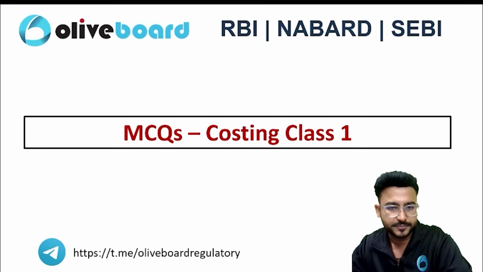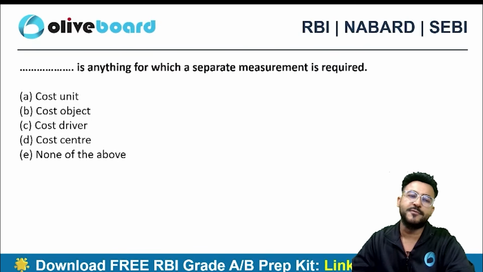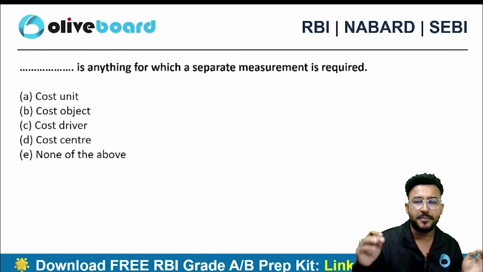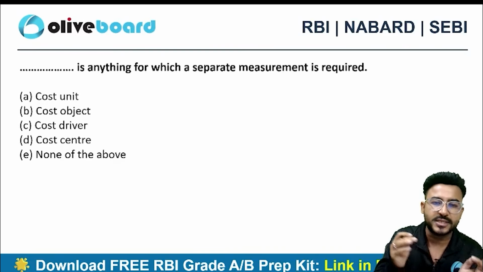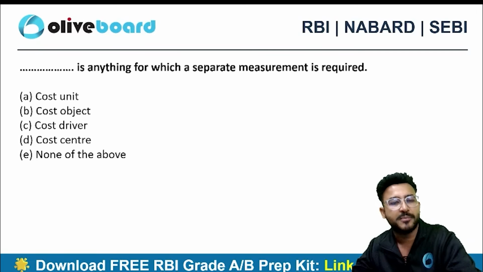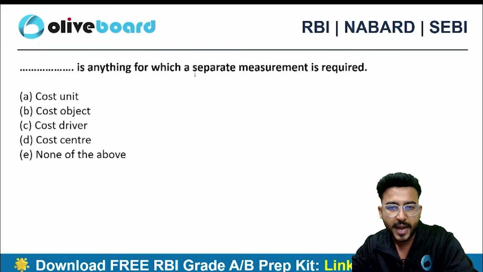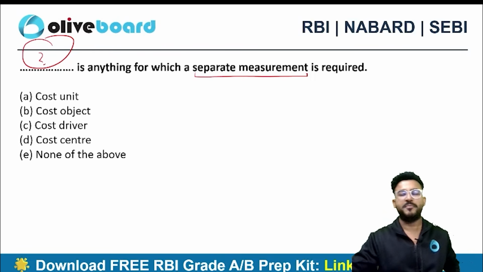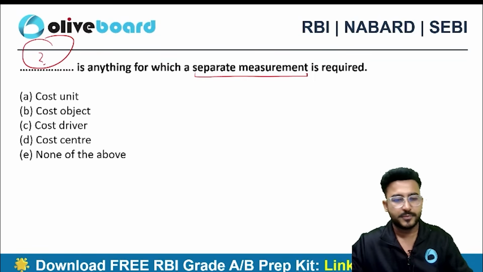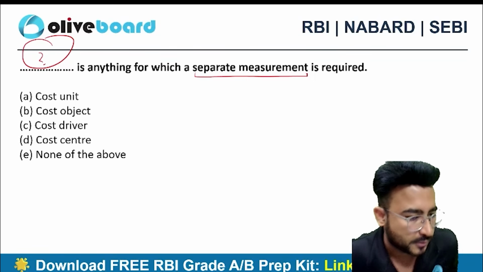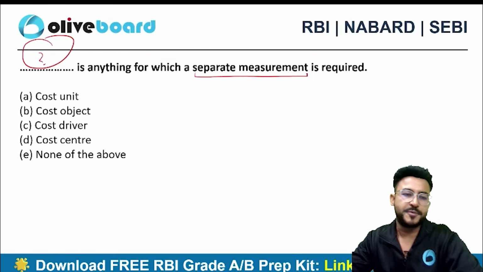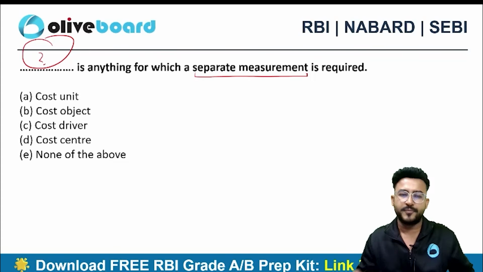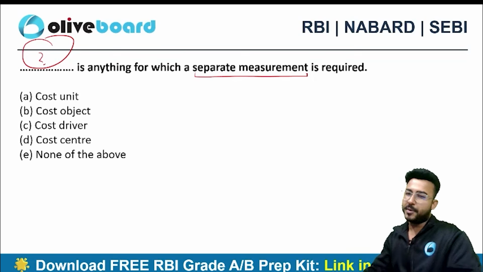Let's start the class. The very first question for today is: dash is anything for which a separate measurement is required. Separate measurement for what? Option A, cost unit. Option B, cost object. Option C, cost driver. Option D, cost center. Or option E, none of the above.